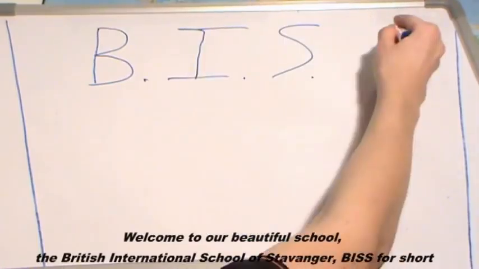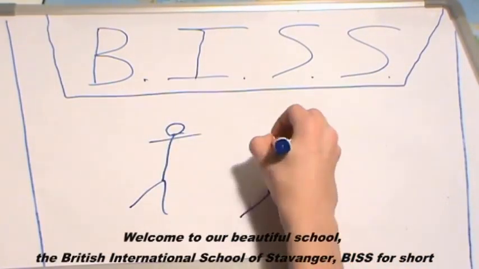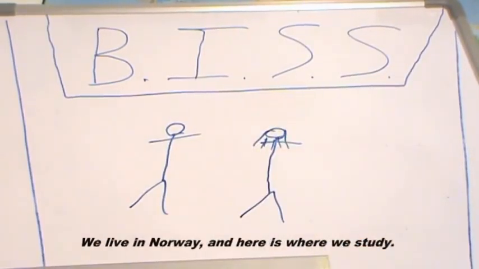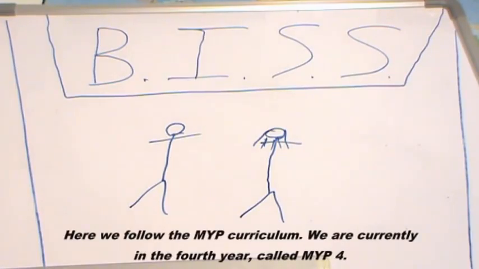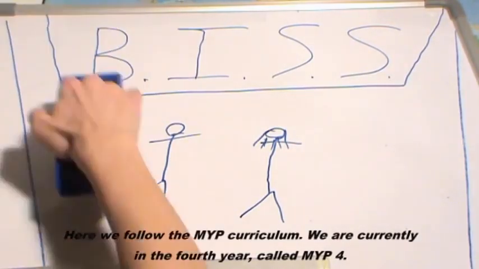Welcome to our beautiful school, the British International School of Stavanger, BIS for short. We live in Norway, and here's where we study. Here we follow the MYP curriculum. We are currently in the 4th year, called MYP4.